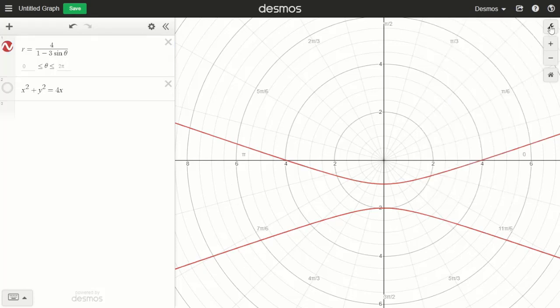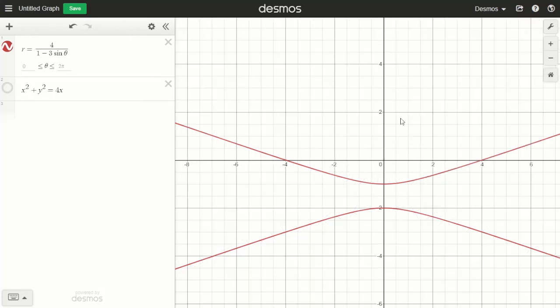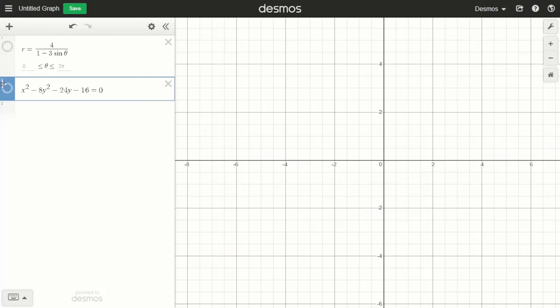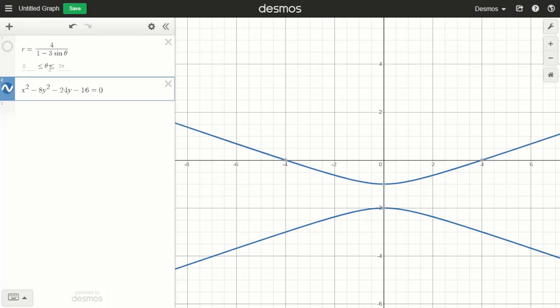But now I'm going to switch back to the regular rectangular coordinates. We found the equation for that in part B of the example: x squared minus 8y squared minus 24y minus 16 equals 0. Now I'm going to hide this away and turn on this blue version, and it's still that exact same curve. The blue and the red, the two are exactly the same curve. It's just a different representation of the curve.